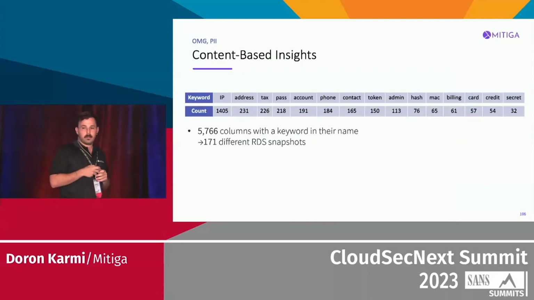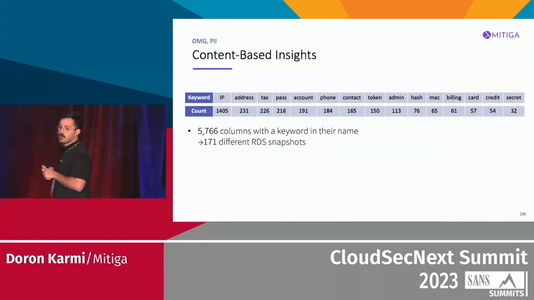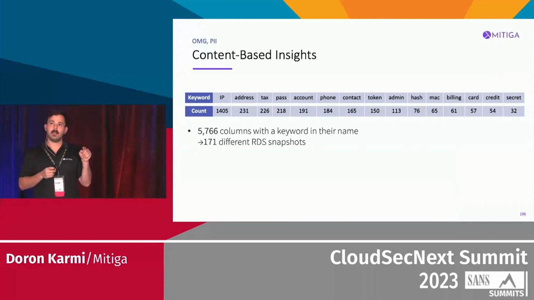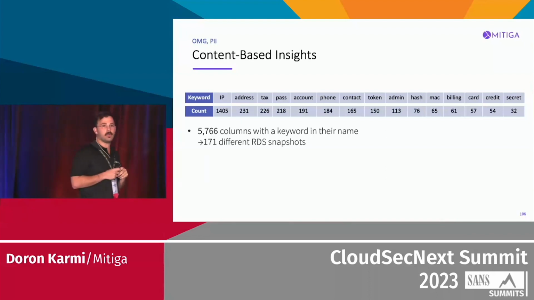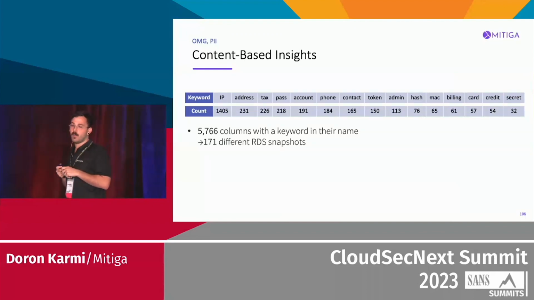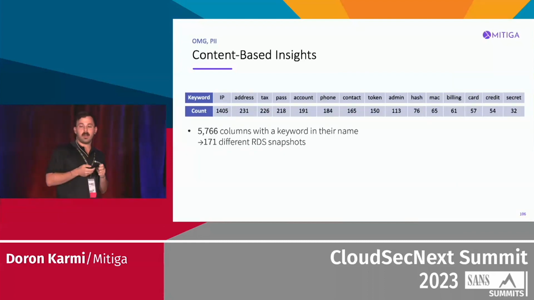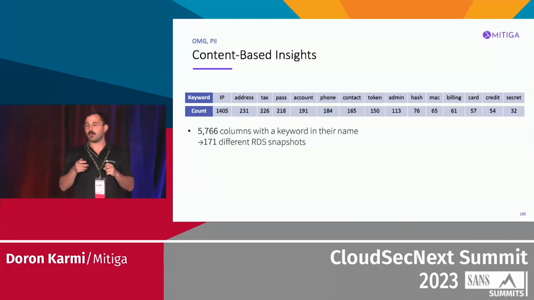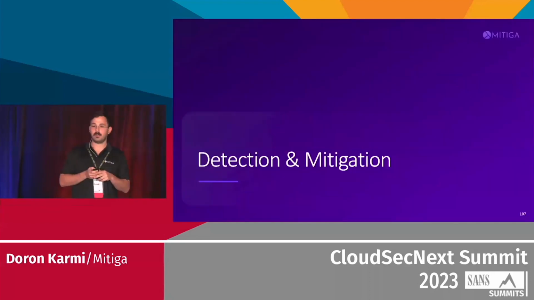And again, back to the content-based insights. So we created a list of PII-related keywords, and we searched the column names, the columns within the tables within the DB, against those keywords. And we found that there are 171 different RDS snapshots with 5,700 interesting columns that we would need to now start exploring. So this was the process that we went through in order to find those snapshots that are interesting.